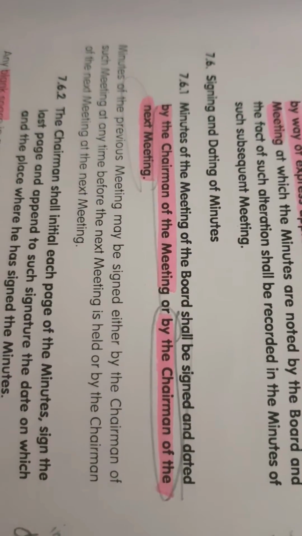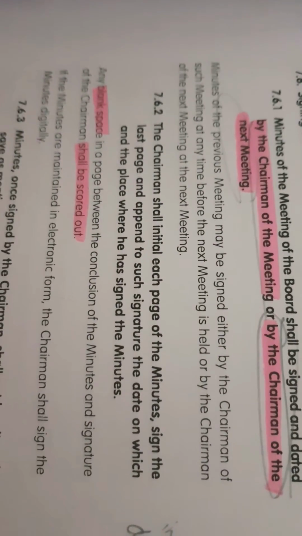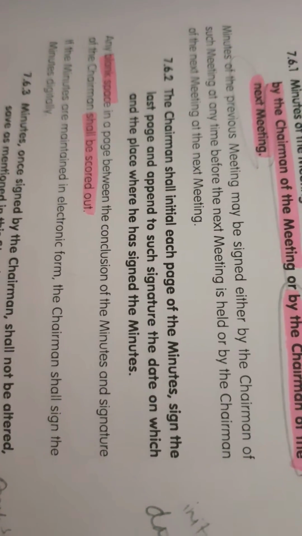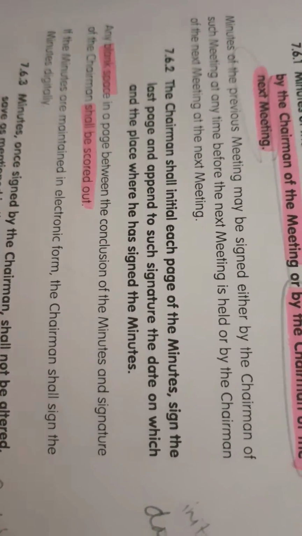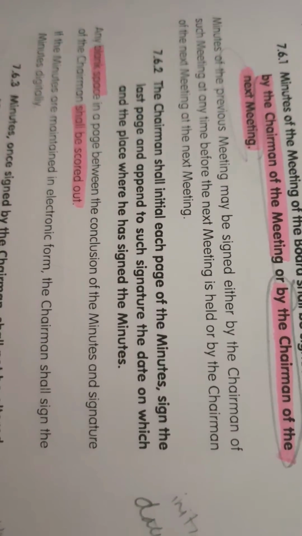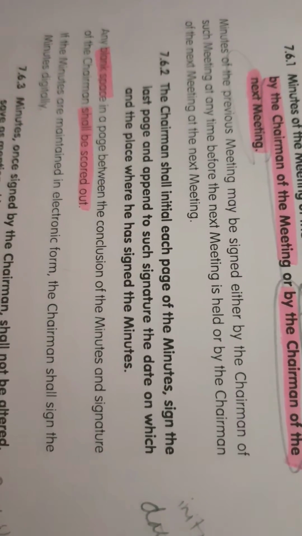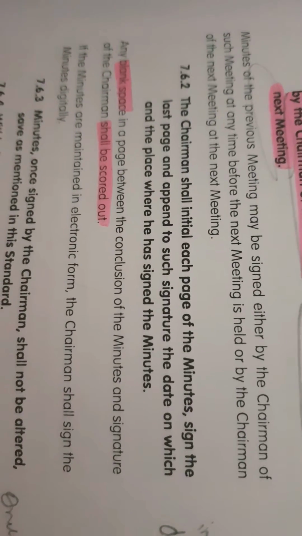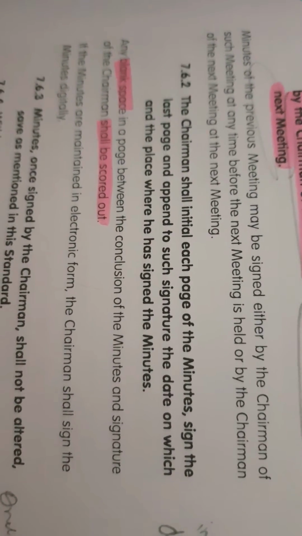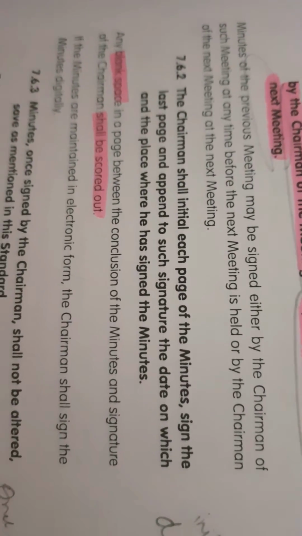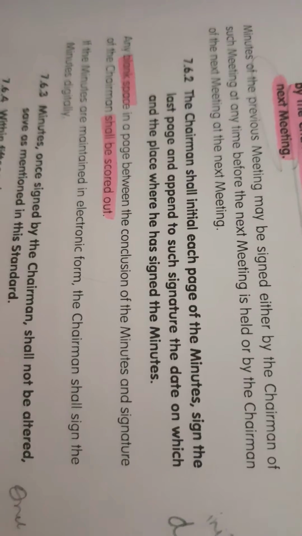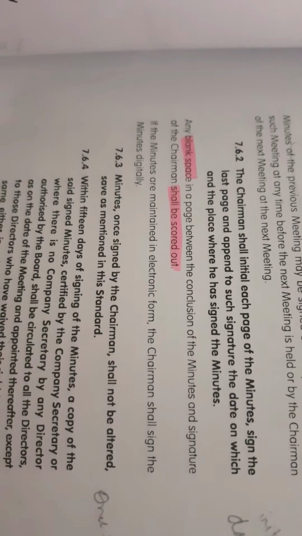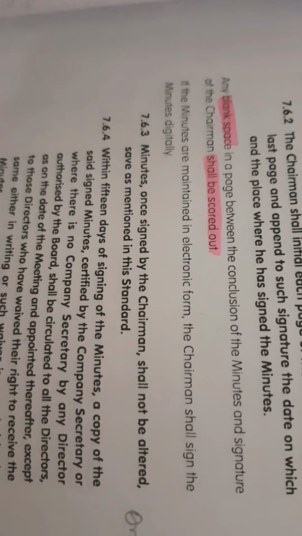It shall be signed and dated by the chairman of the meeting or by the chairman of the next meeting. He shall initial each page of the minutes and sign the last page, stating the date on which and the place where he has signed the minutes. Once signed by the chairman, it cannot be altered.